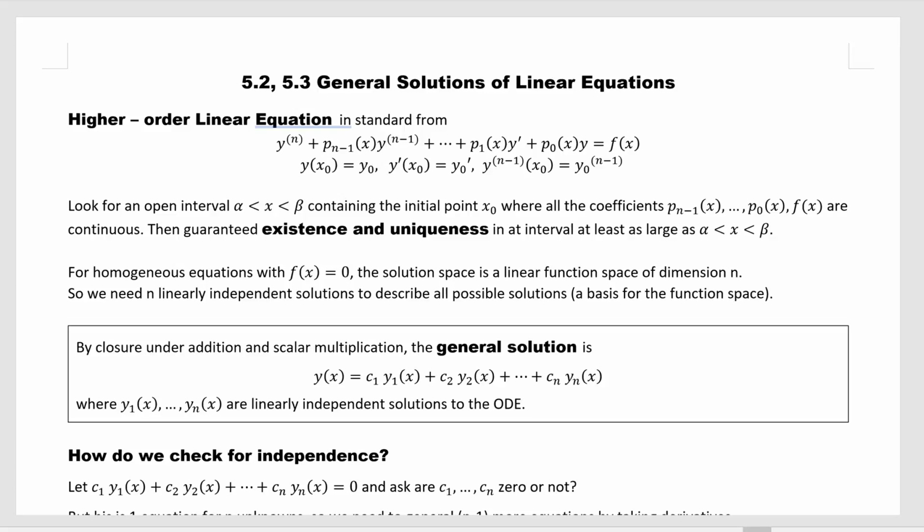Hi everyone. Today let's talk about the general solutions of linear equations. So for higher order linear equations, we have the standard form.